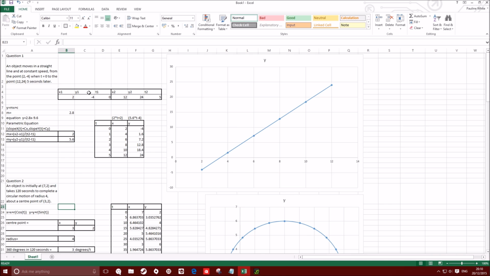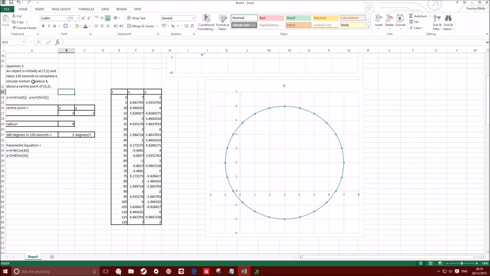Okay, for circular motion, using this question here: an object is initially at (7, 2) and takes 120 seconds to complete circular motion of radius 4 about a center point of (3, 2). You are trying to work out the formula: x equals the center point x plus r, the radius, multiplied by cosine of t, the time, and y equals the y of the center point plus r, the radius, multiplied by sine of t.